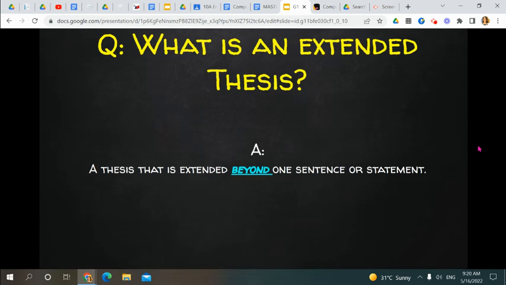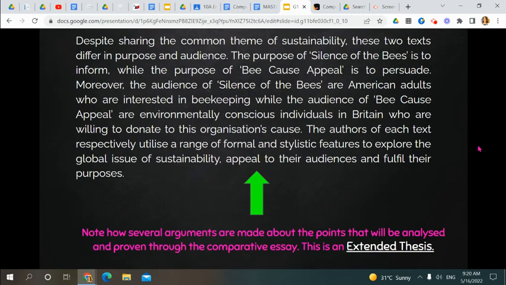So an extended thesis, guys, is literally just a normal thesis, but it's just extended beyond one sentence or statement. Usually we try to condense our thesis into just one statement at the end of your introduction. The thesis still comes at the end of the introduction, but this time it might be 2, 3, 4 sentences, okay? Let's have a look at how that might appear in a sample essay intro. So this is not the whole introduction, it's just part of it. I want you to press pause on this video and I want you to read through this by yourself.